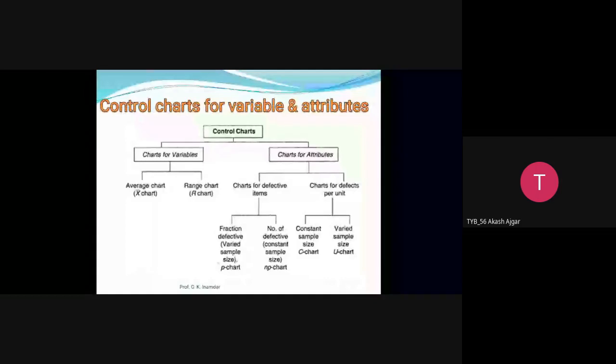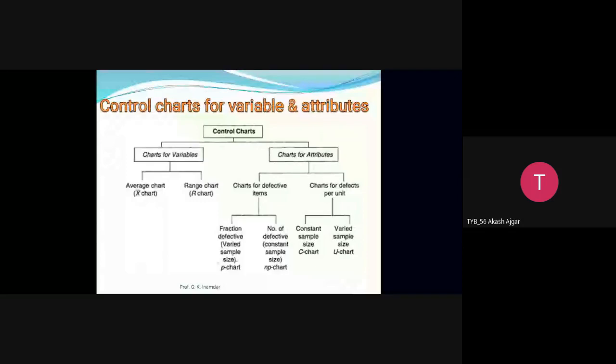Second point, the type of data required. In variable charts, the type of data required is variable data, that is, measured values of the characteristics. In variable charts we need the type of data that can be measured. Okay, and here attribute data using go gauge and no-go gauge. Here we can go for measuring the attribute data by using the no-go gauge and go gauge.